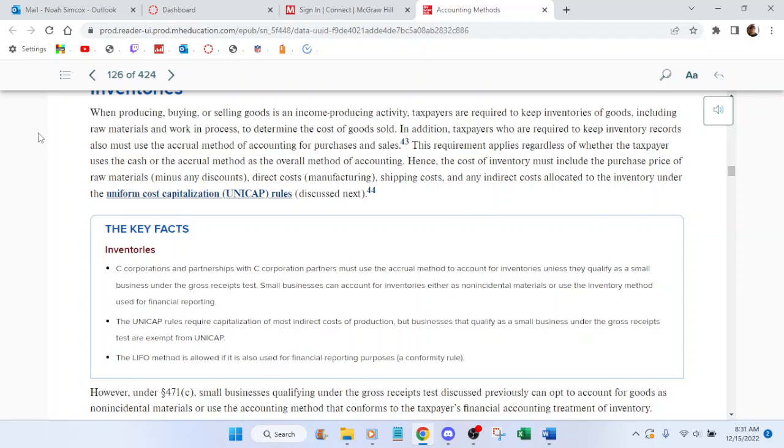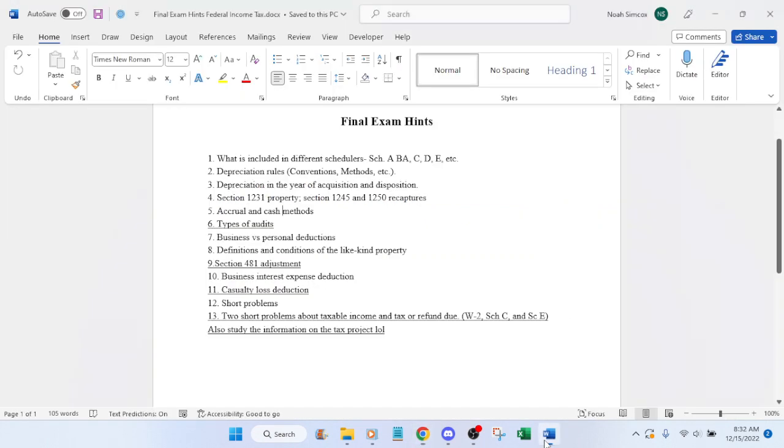Dude, what if he asks a question about the gross receipts test? I would not put it past my professor at all to ask a bunch of questions that have nothing to do with this stuff. I think that's what he did. That's how he always does it. He gives you all these things to study, but then he adds a bunch of other stuff to the test. So thanks a lot, dude.